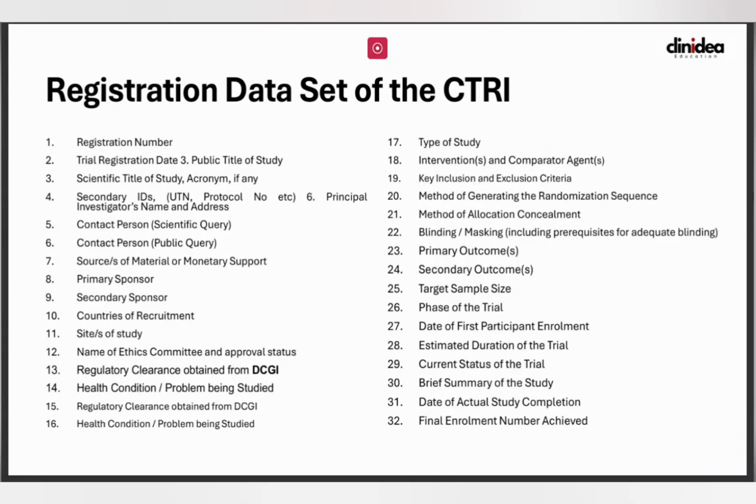Then comes date of first participant enrollment. So this shows when the first subject was enrolled in the trial. This also becomes an important point, that from this day the real trials were started. You have to also mention the estimated duration of the trial, like for how long the study will go on.